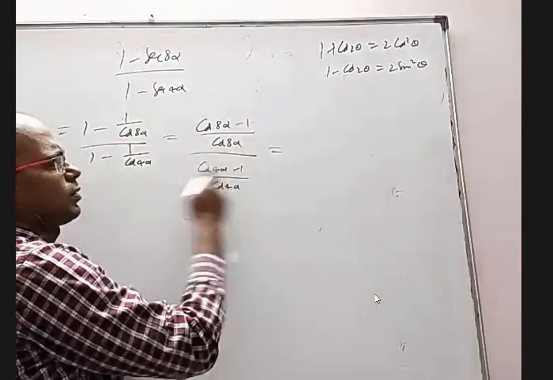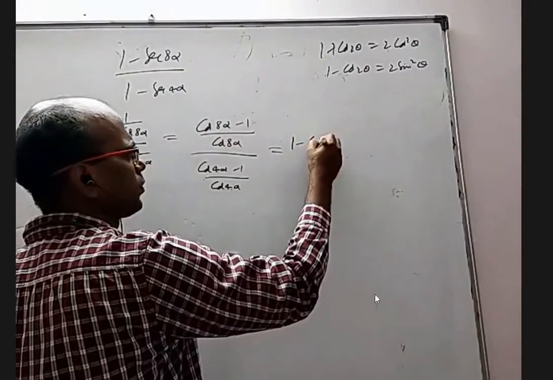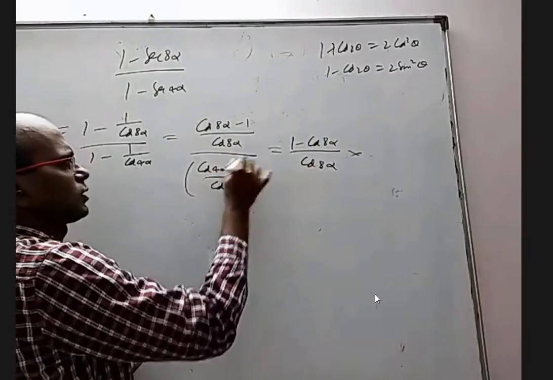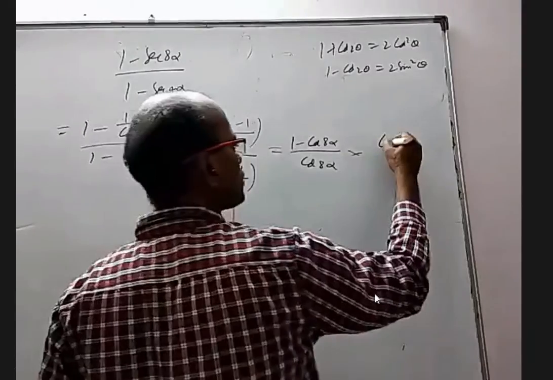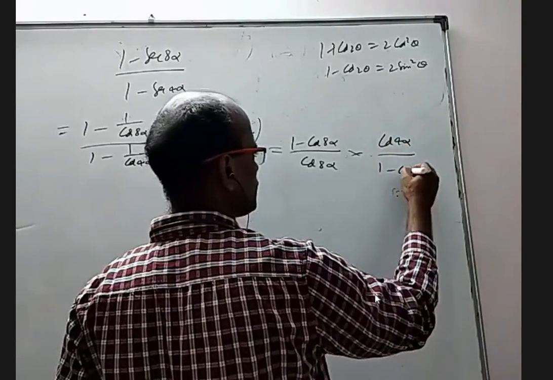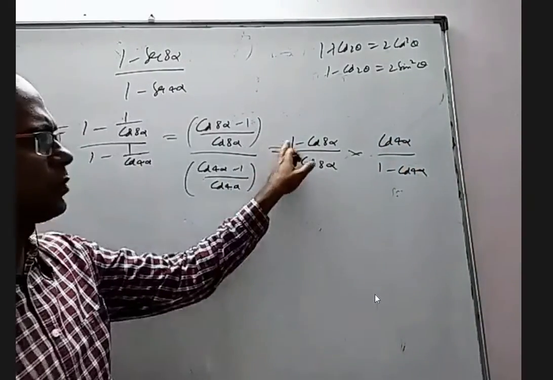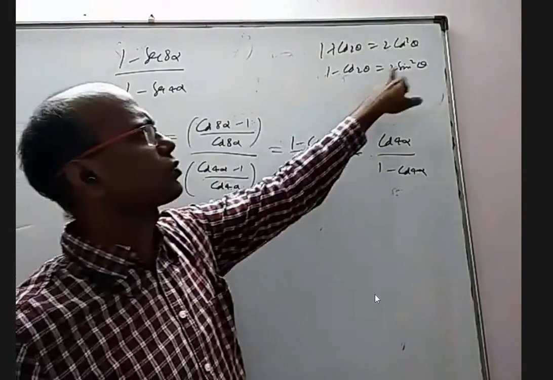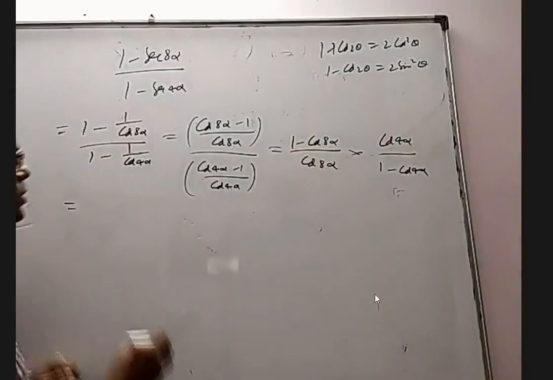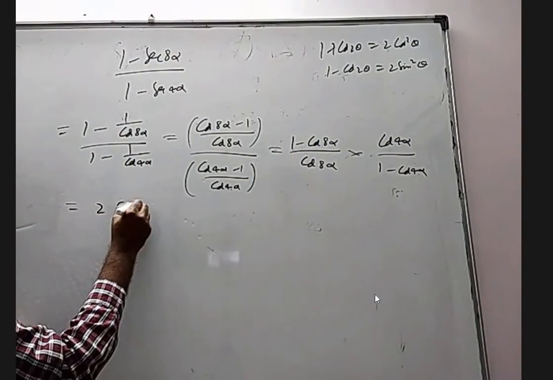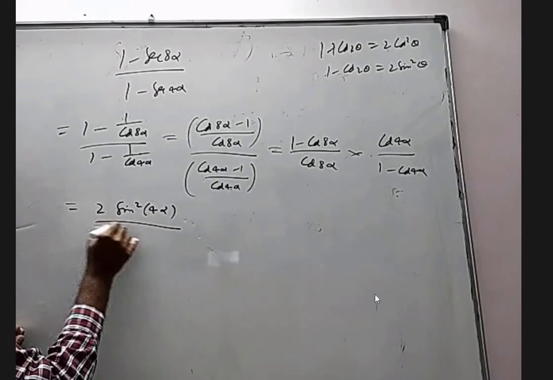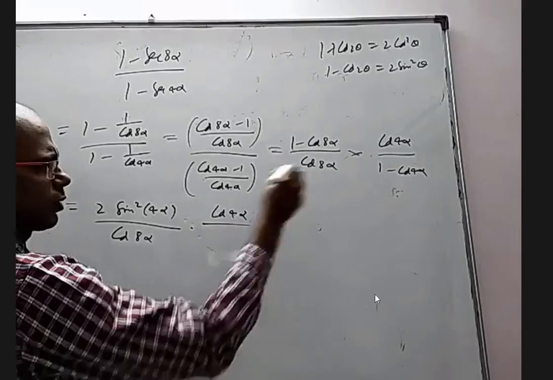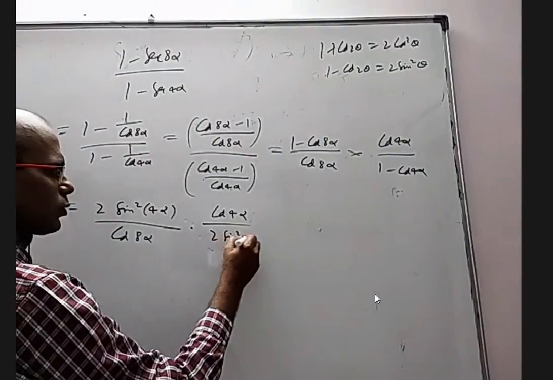I take minus common here, minus common. I'll write 1 minus cos 8 alpha by cos 8 alpha. This, if I take reciprocal, cos 4 alpha by 1 minus cos 4 alpha. Actually, I took minus common here, minus common, they got cancelled. Now, based on 1 minus cos 2 theta is 2 sin square theta, 1 minus cos 8 alpha will become 2 sin square 4 alpha by cos 8 alpha. This cos 4 alpha, 1 minus cos 4 alpha will become 2 sin square 2 alpha.